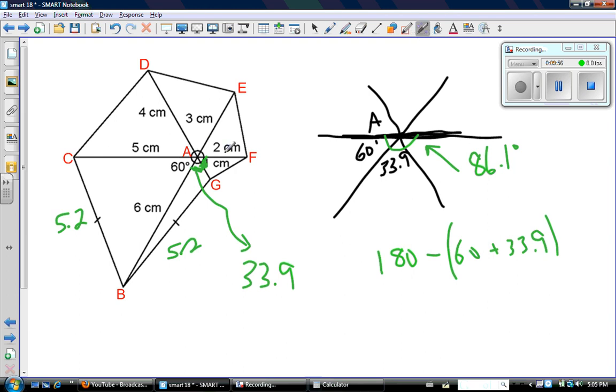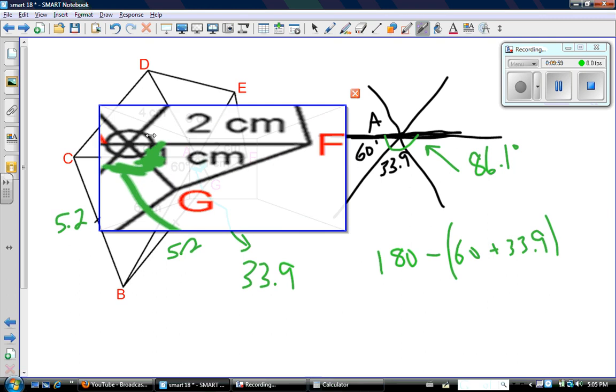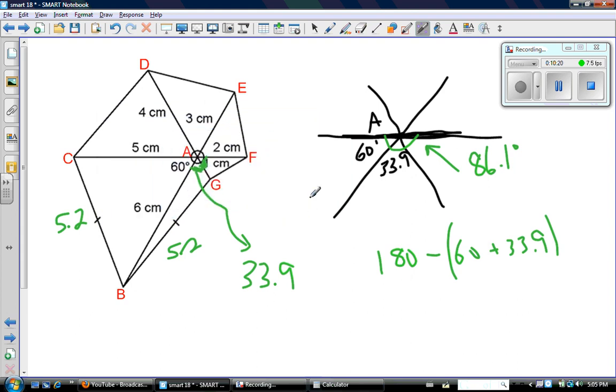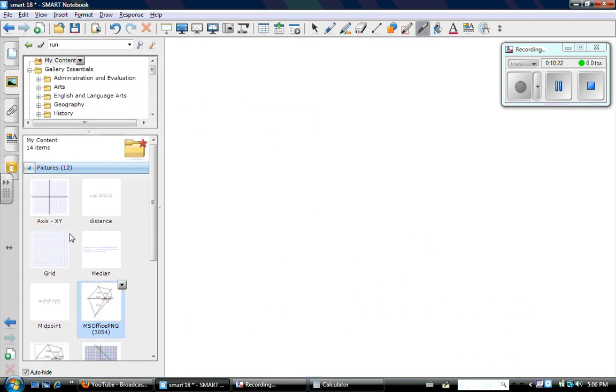Zoom in magic. In this little baby triangle here, we have a 1 centimeter side, a 2 centimeter side, and now we know the interior angle is 86.1. With that information, we can use the cosine law to tell us what the length of this side is. So that's our next step, and we'll do that on a nice new clean piece of paper.